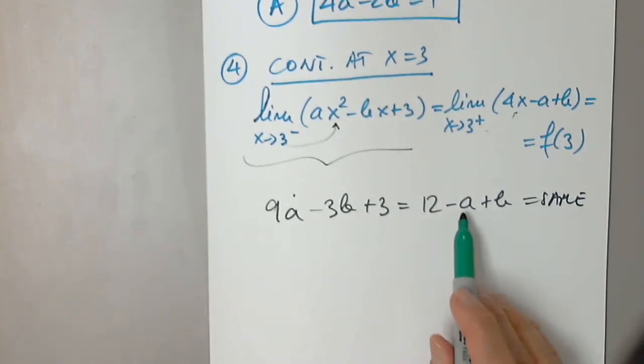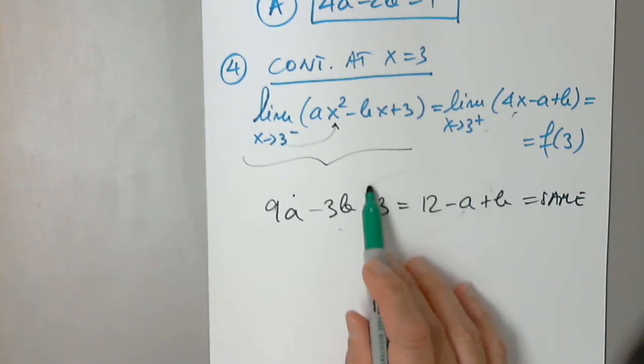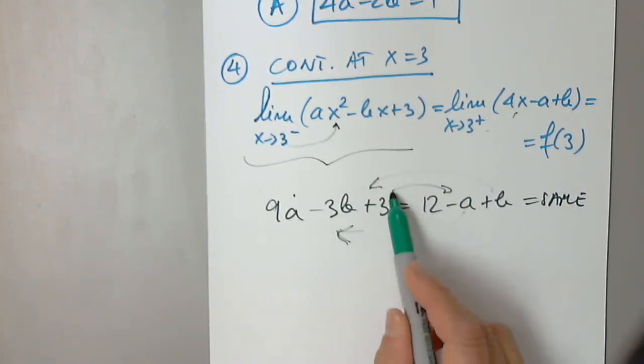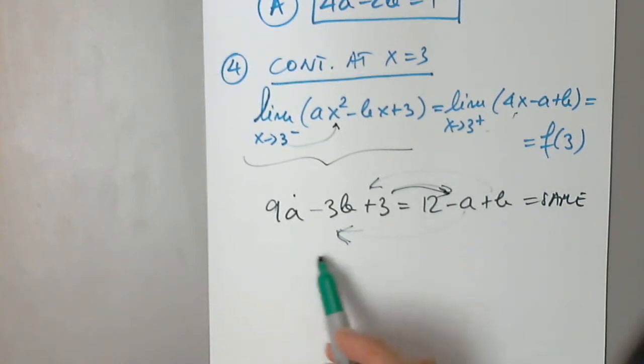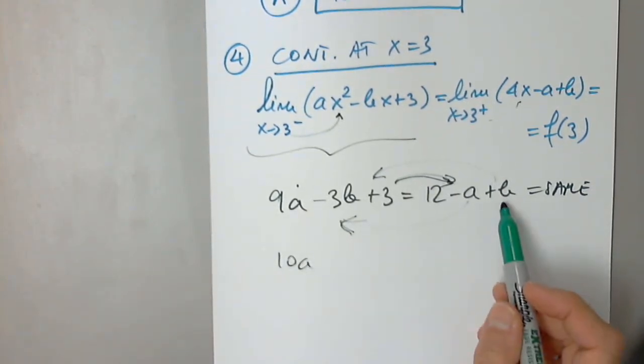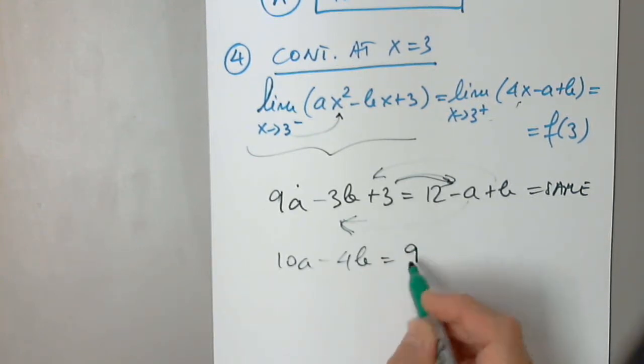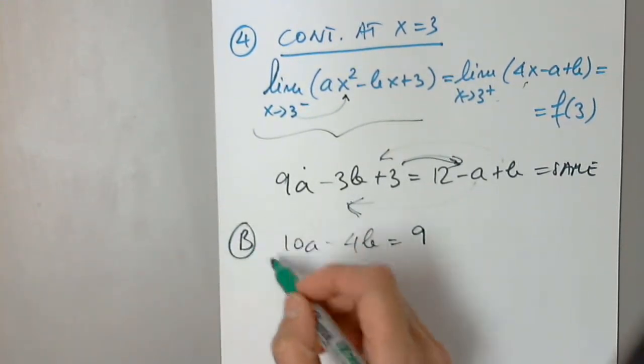I clean this up, moving a, moving b, and moving 3. So I'm adding, so 10a. I'm subtracting, and I'm subtracting. This is my equation B.